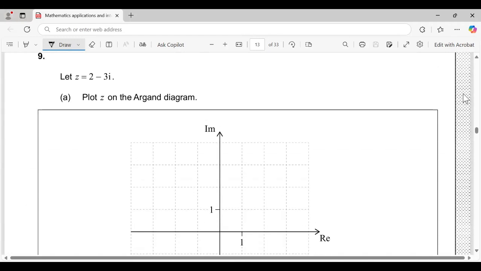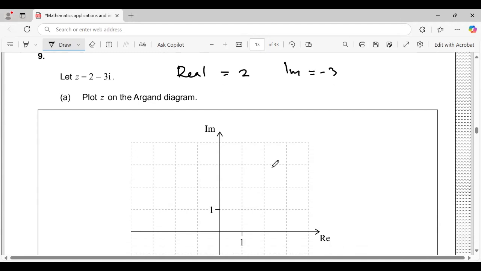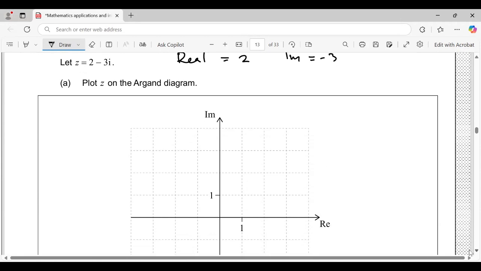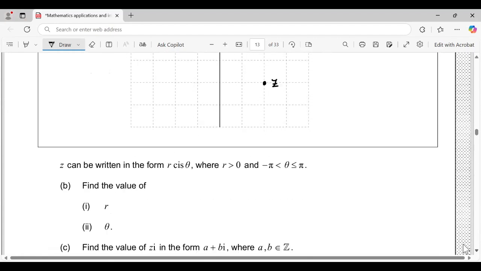Next question, number 9. Let Z equal 2 minus 3i. Plot Z on the Argand diagram. The real part is 2 and the imaginary part is minus 3. Real part is 2 and imaginary part here. This is Z.